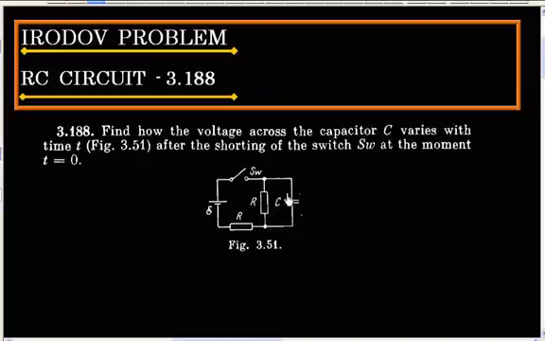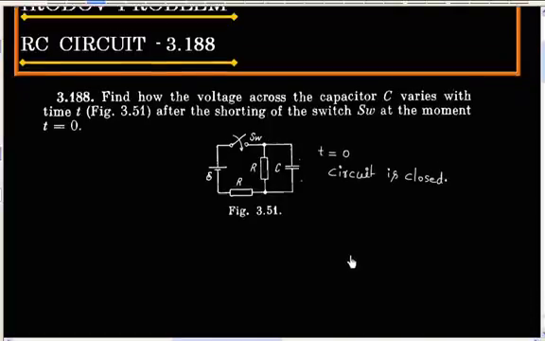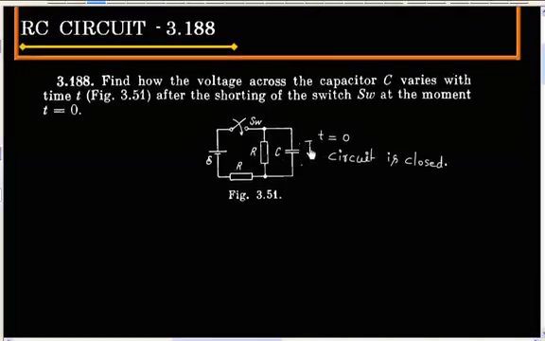Now this circuit contains a capacitor, two resistors and a battery. Initially the circuit is open, that is, there is no current inside the circuit. At t equals 0, this circuit is closed. We have to find the potential difference across this capacitor as a function of time.